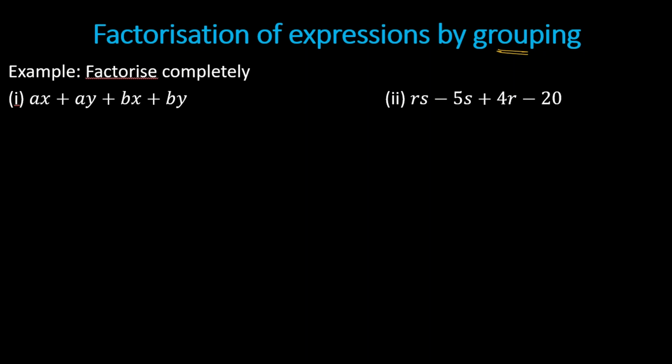Well, let us see the first example. It says factorize completely. First part, we have ax plus ay plus bx plus by. So this expression has how many terms in all? It has 4 terms in all, right? So how do we factorize this type of expression?